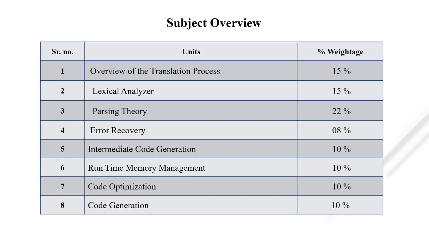So there are a total of 8 units in this subject, in which the third unit is most important as it has 22% of the weightage and also it is too lengthy. As you see, all these units are related to the phases of the compiler that you already learned in the previous semester. But here we learn all the phases of the compiler in depth. Not the overview, but we learn all the phases in depth. Let's begin with the first unit, that is the overview of the translation process.